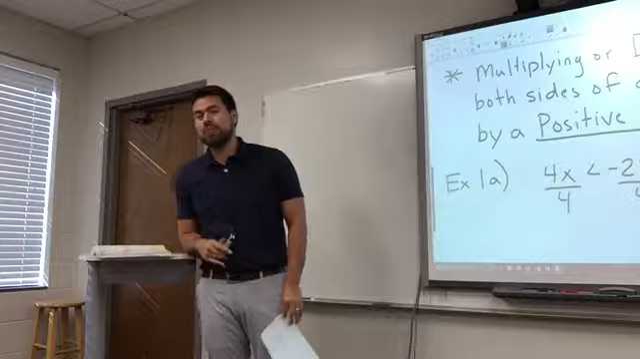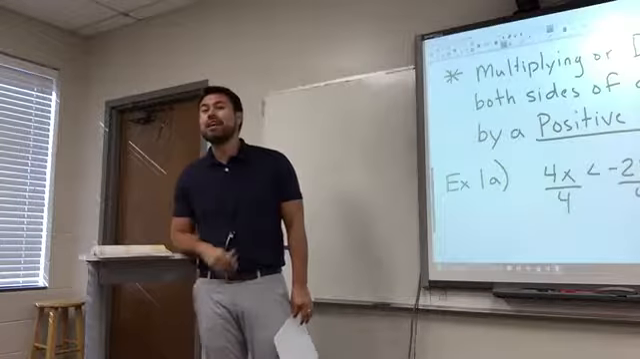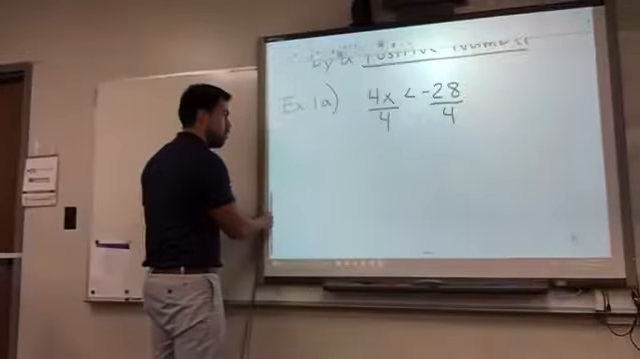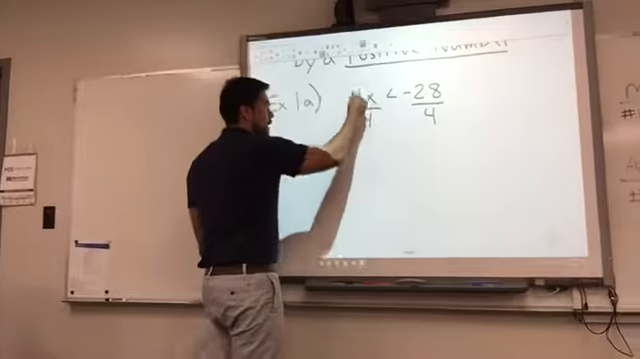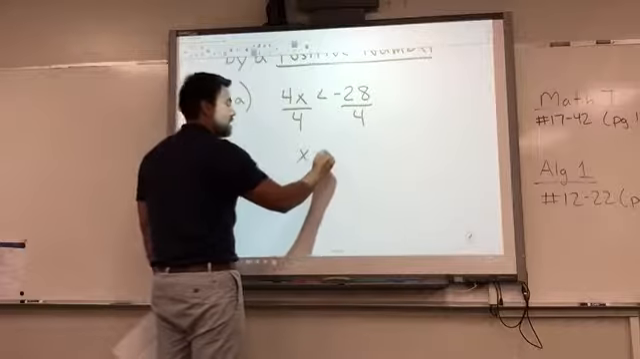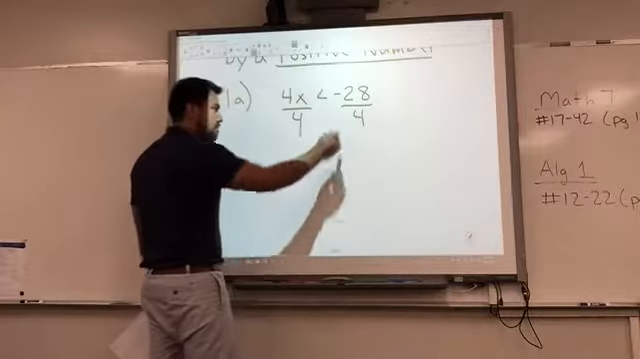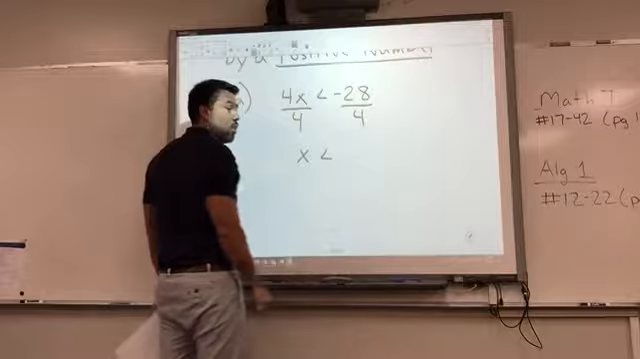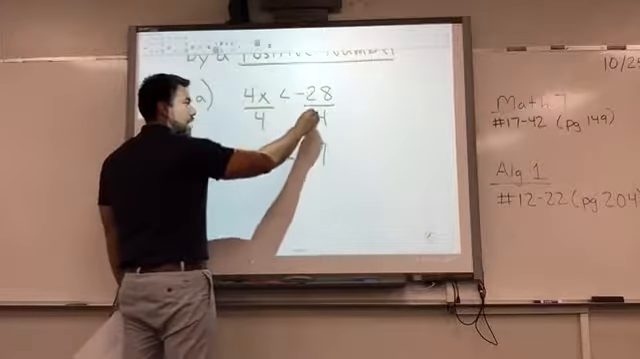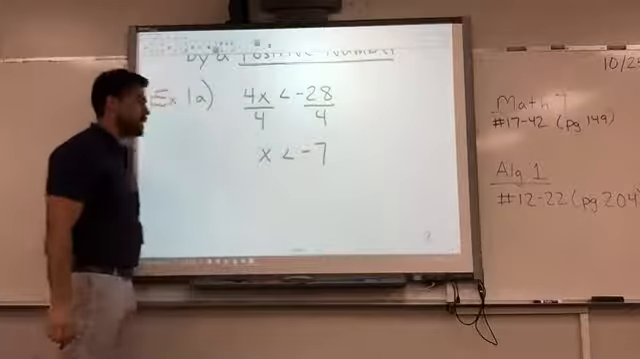Maybe some of you are thinking, Mr. A, you really don't have to do that. I'm like, yes, you do, because this is where it's going to play a more critical role. Okay, so what do you get here? What's 4x divided by 4? X. And then I have less than. What's negative 28 divided by 4? Negative 7. Remember, a negative divided by a positive is negative, so negative 7.